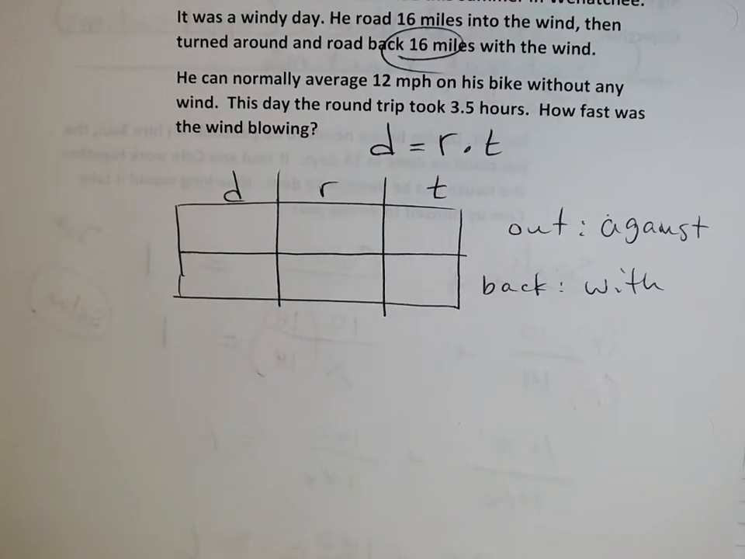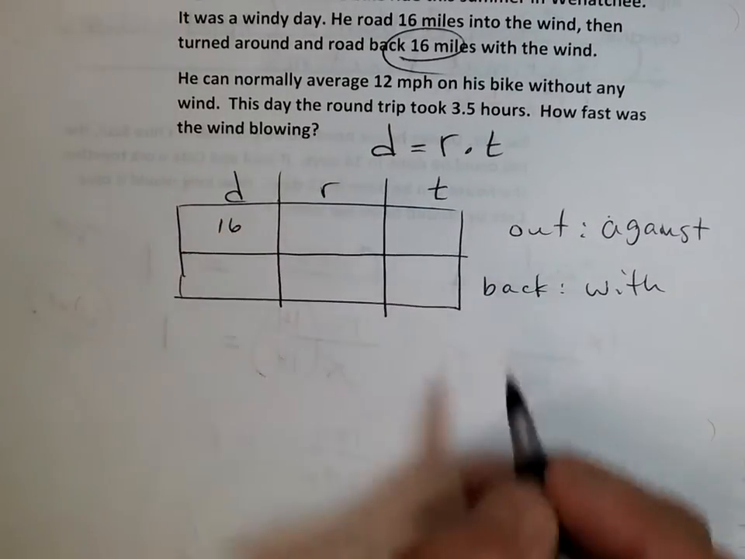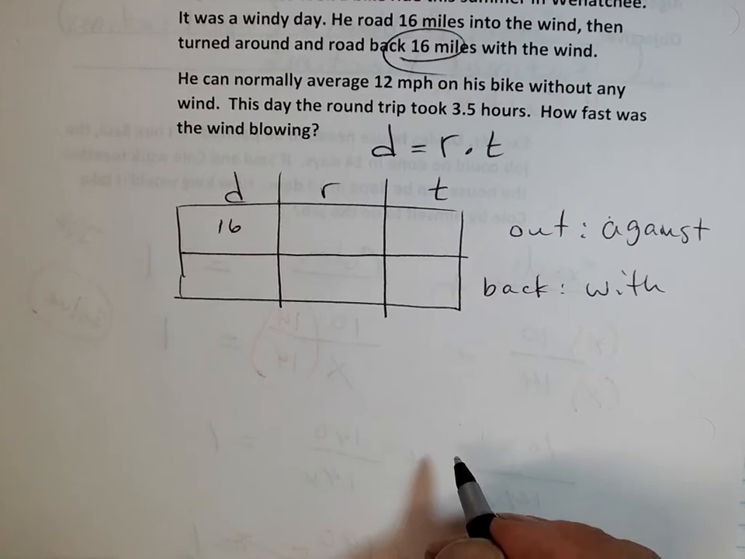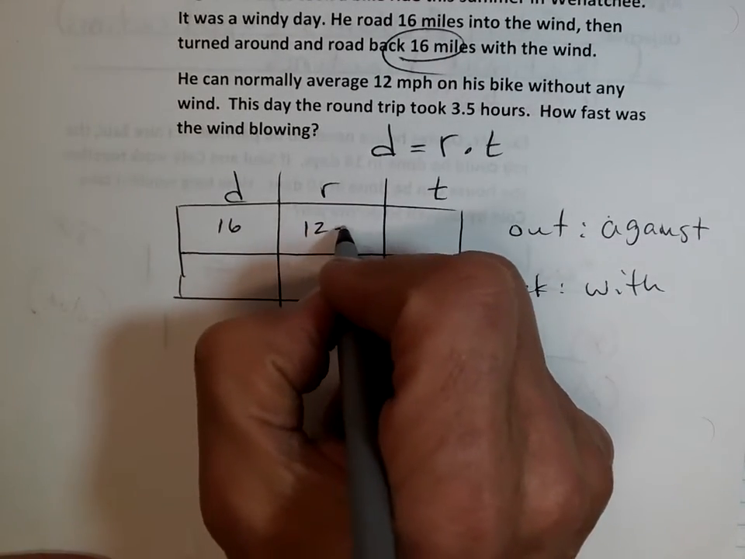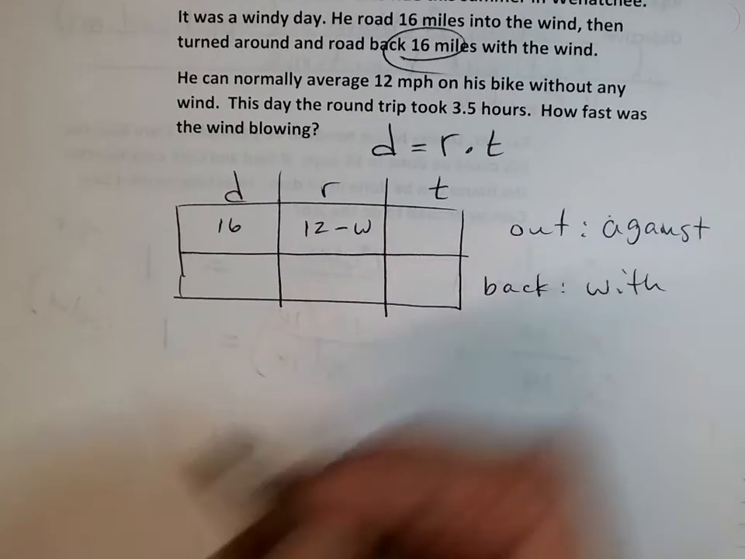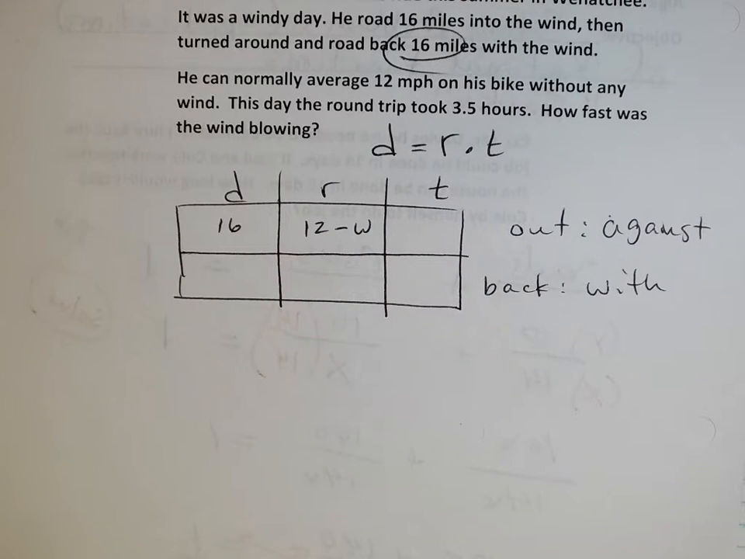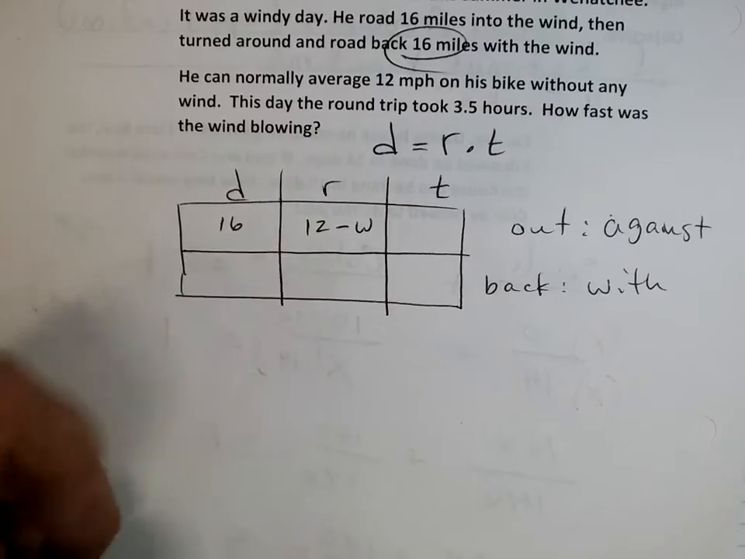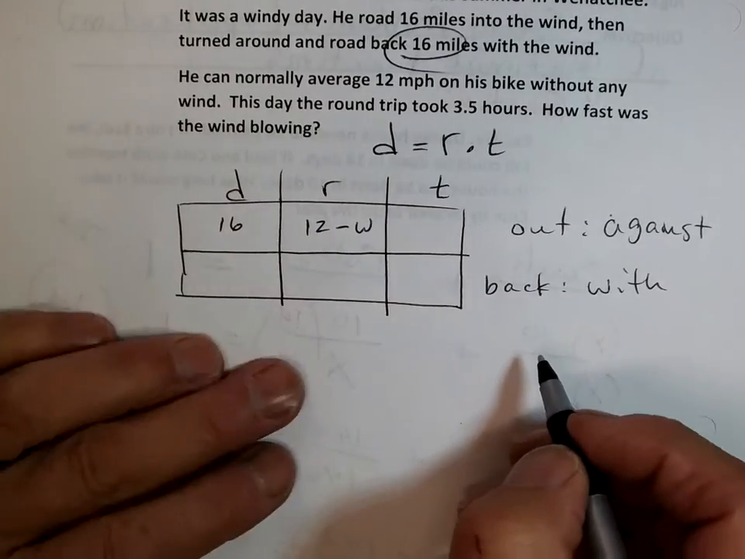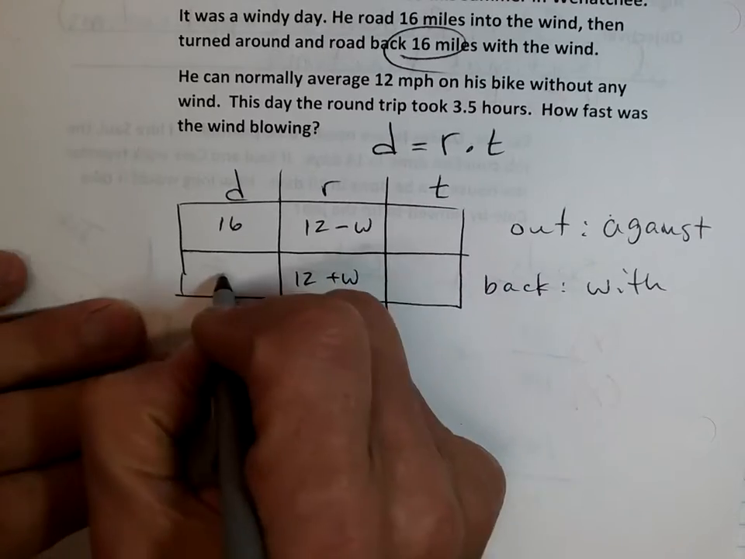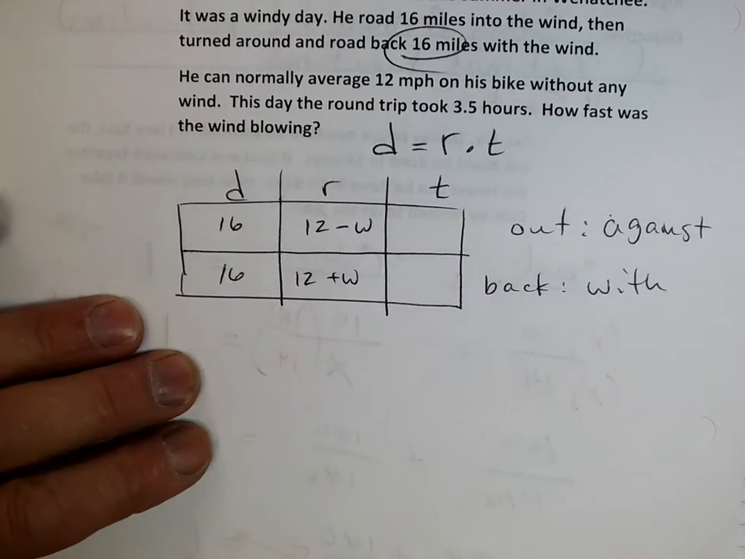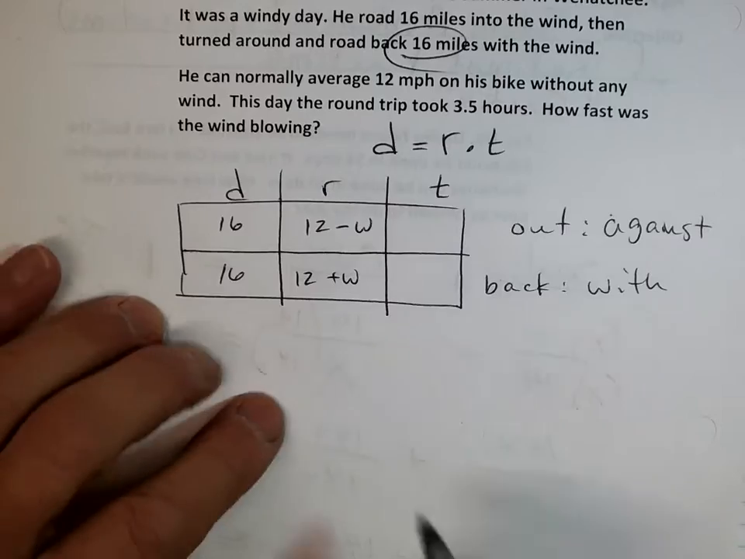So, I'm going to have 16 as my distance, and I'm going to have my rate. Now, my rate against the wind is going to be 12 miles an hour minus the wind. Subtract the wind, because the wind's going to slow me down. Does that make sense? And then my rate coming back is going to be 12 miles plus the wind, okay? Now, what I want to do is find out time.